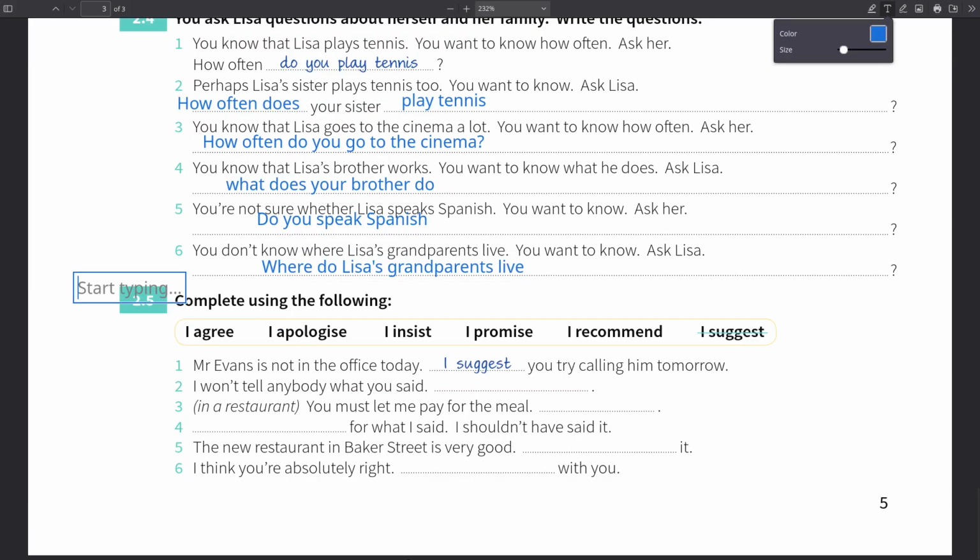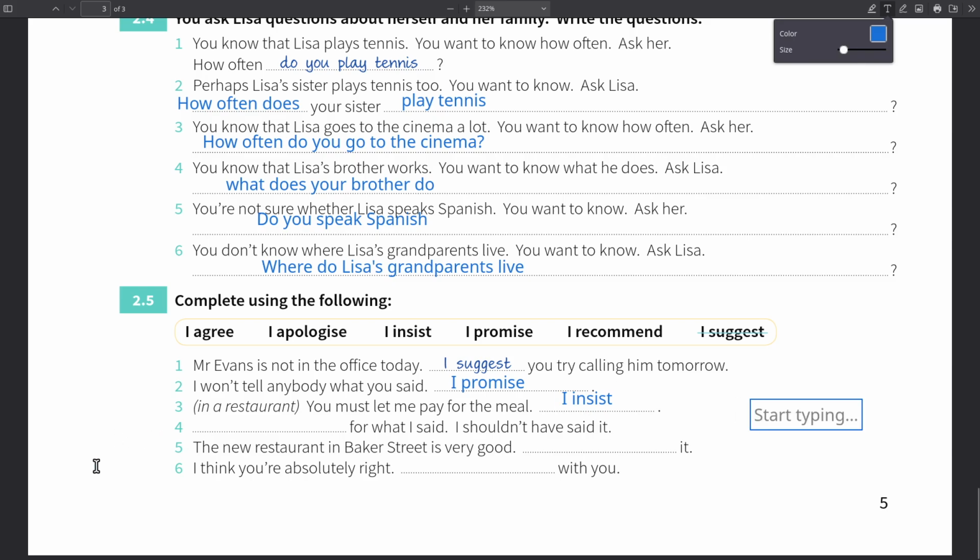Anyway, forget about it. So, I won't tell anybody what you say. I promise. I promise, not I promising. We don't have ing in this kind of verb. It's just a simple one, present simple. I promise. In a restaurant, you must let me pay for this meal. I insist.